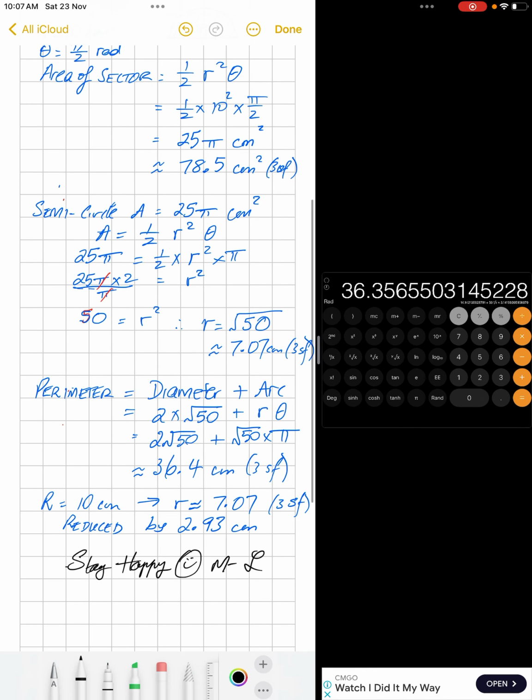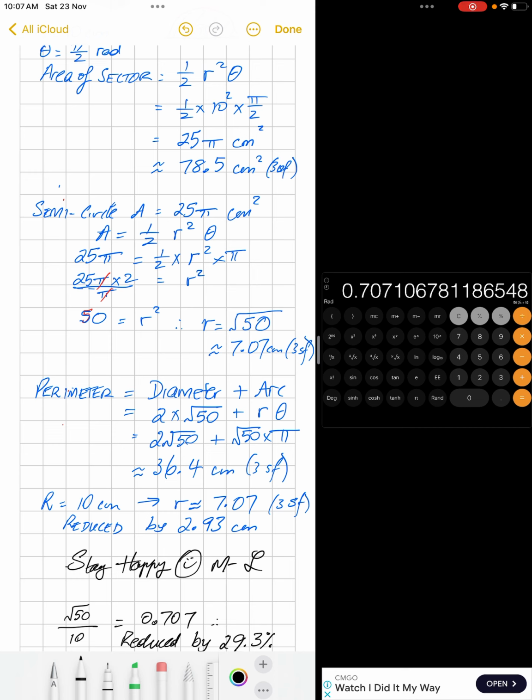You know, before I finish, I am going to do that. So it went down to root 50 and it started out as 10. So square root of 50, I'm just going to do this as a percentage divided by 10, and that's 0.707. Therefore, it's been reduced by 29.3%. That's just giving you a percentage if you wish.